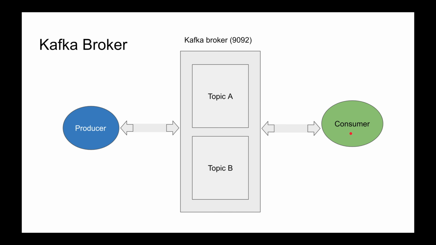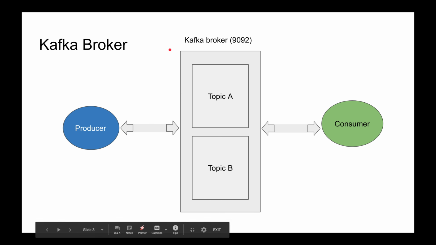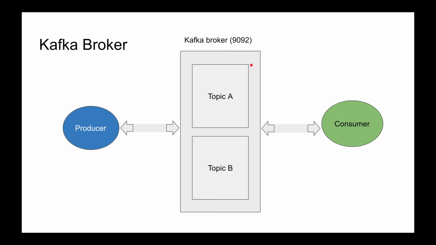Consumer, hey, I want to consume topic B. The broker will send the messages to the consumer, right? And so on, essentially. So that's essentially these two pieces. So topics, consumer, producer, broker. Sounds good, sounds simple. Let's complicate it a little bit.